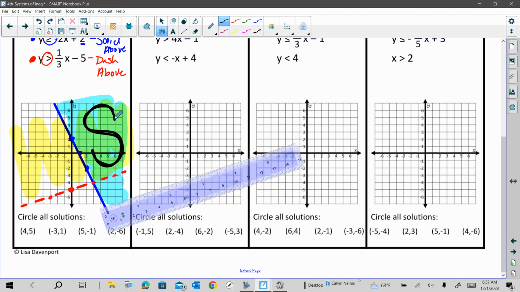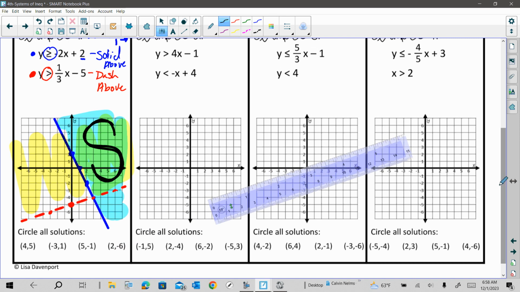And also, and I'll talk about this on the next example, if you want to just go straight to the overlapping, you can do that as well. So now we have to answer some questions, and we're going to circle the points that are in the solution set. That would be solution. So if I plot this point (4, 5), that means to the right 4, up 5. Yes, that's in the overlapping, so I can circle that point.